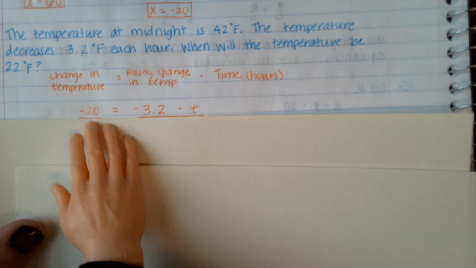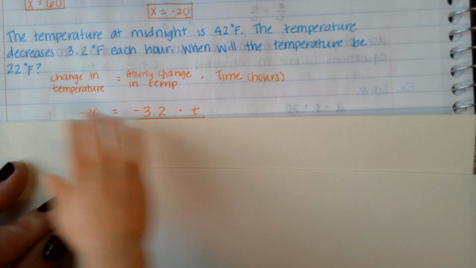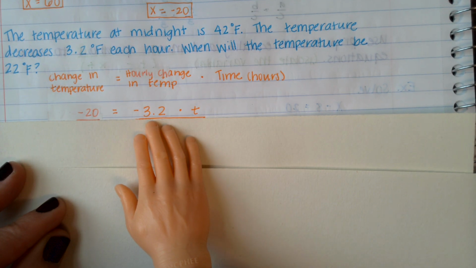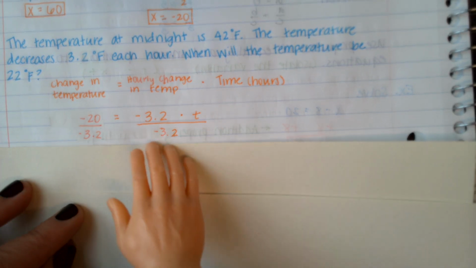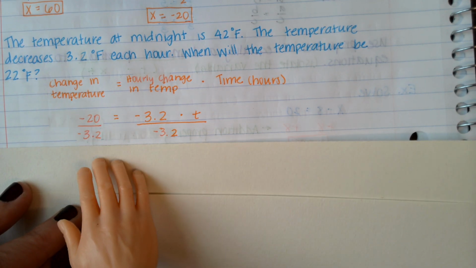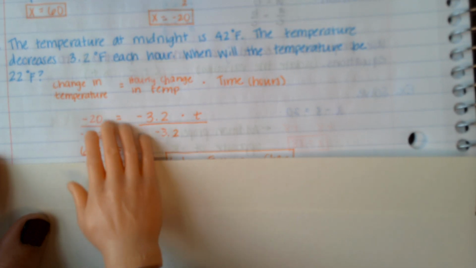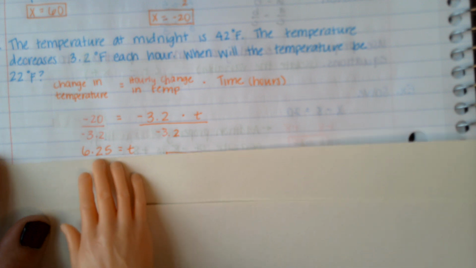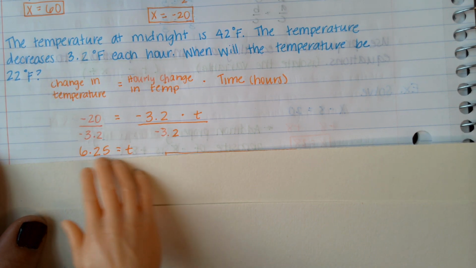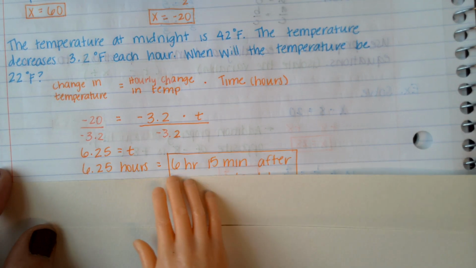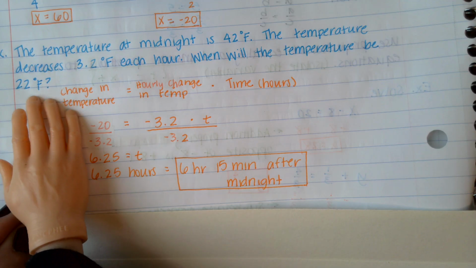So we get negative 20, because 22 minus 42 is negative 20, and it decreases by 3.2 degrees each hour, each means multiply, then I need to divide by negative 3.2 to get the variable all by itself here, and 20 divided by 3.2 is 6.25 hours. But we don't talk about hours with decimals like that, so this would be 6 hours and 15 minutes after midnight is when the temperature is 22 degrees Fahrenheit.